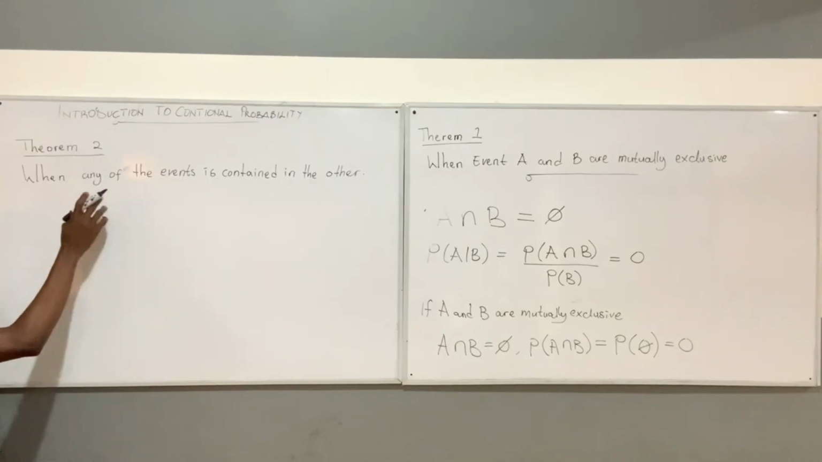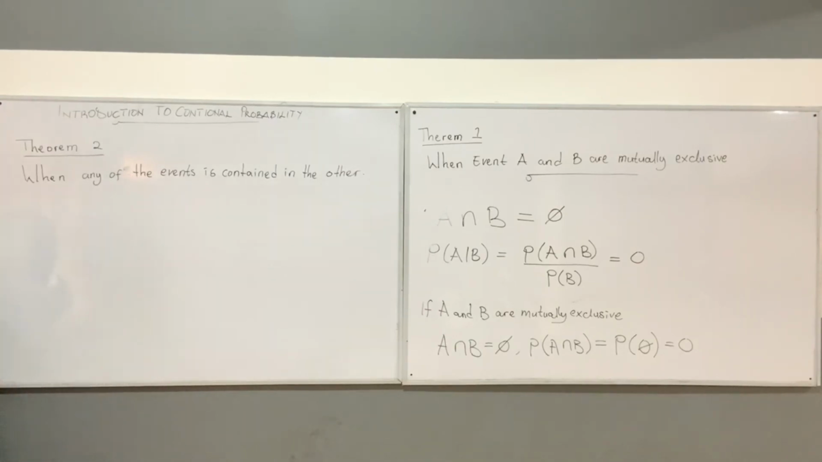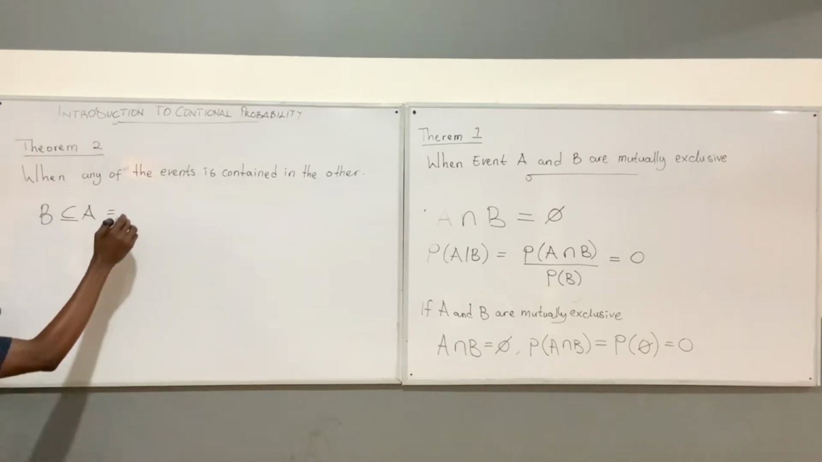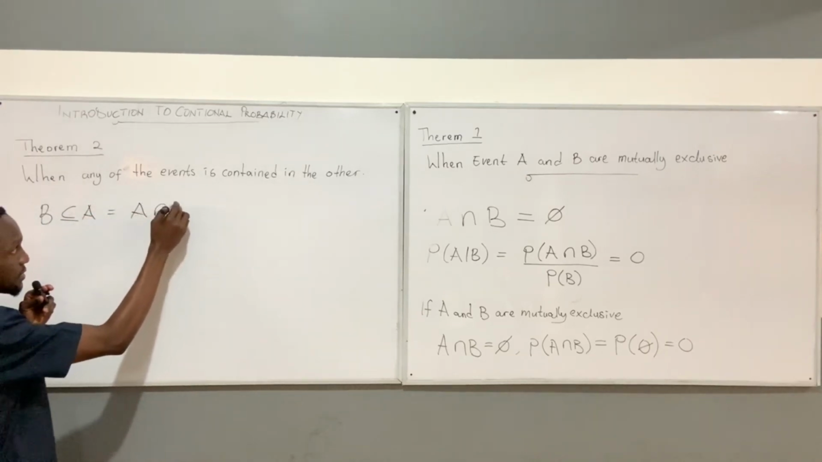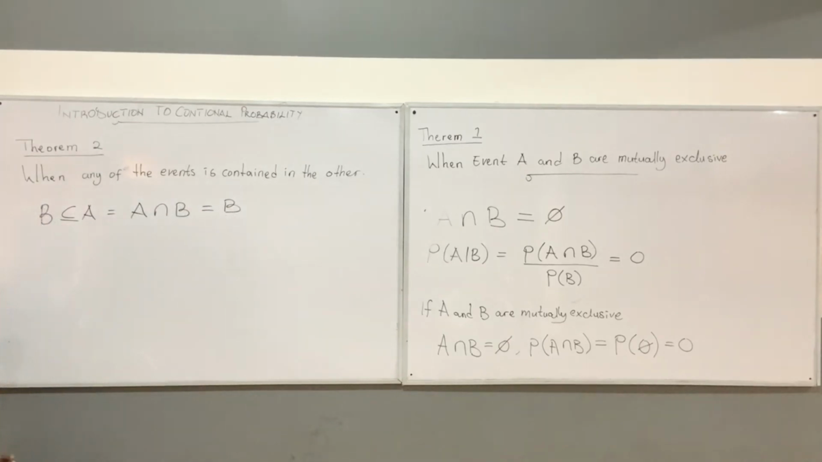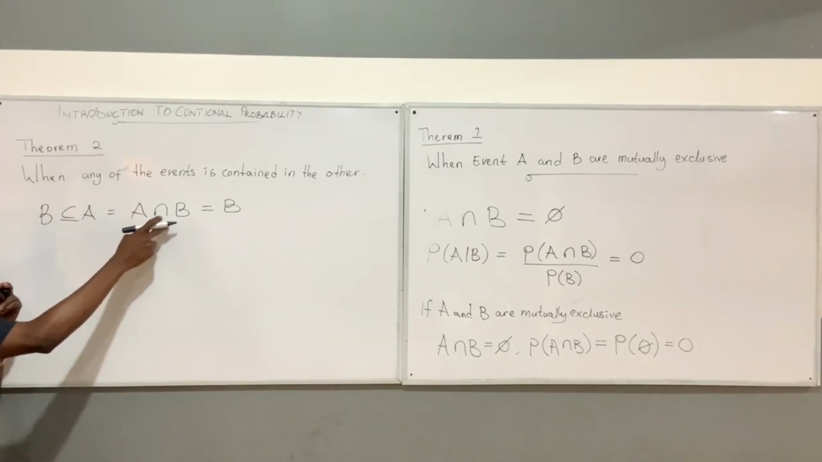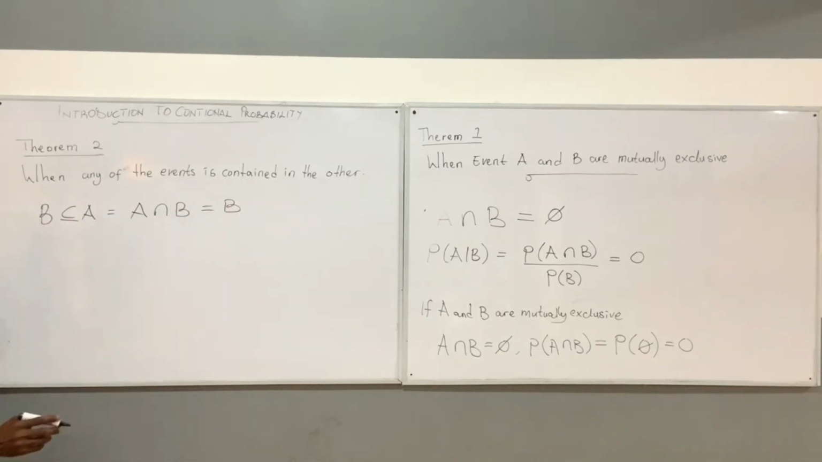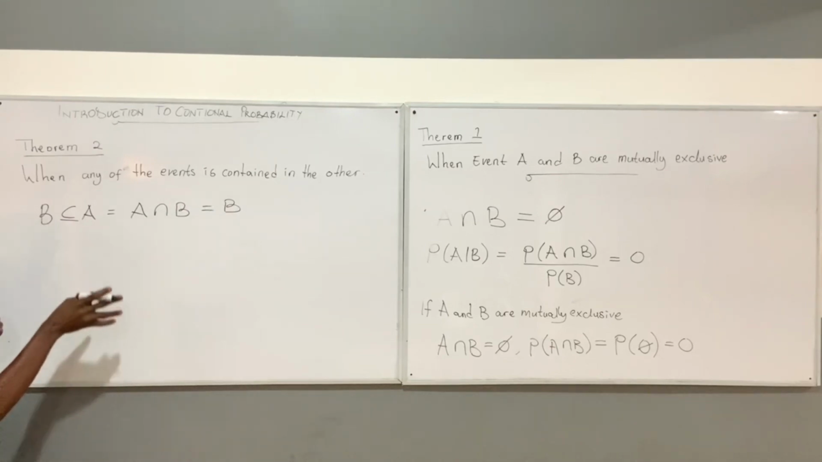I wrote that when any of the events is contained in the other. Now, if B is contained in A, then we are saying that A intersection B is equal to B. This means that if B has members that are found in A, then when A and B occur together, the result should give us B. Now look at this scenario. Let me use it to explain.